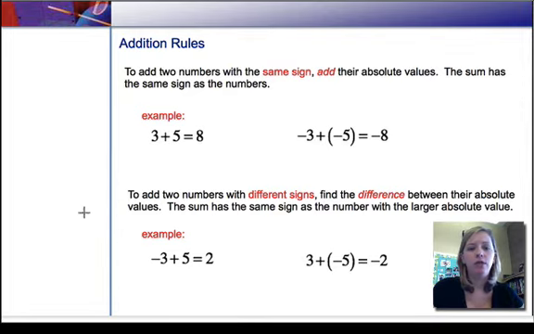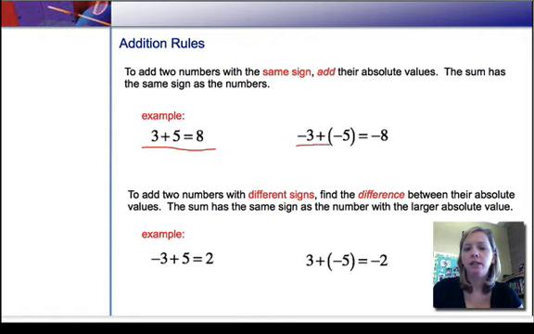Take, for example, 3 plus 5. 3 is positive, 5 is positive. I'm adding them together, so I just add their absolute values. 3 and 5 is 8, and of course 8 has the same sign as both 3 and 5. Now let's look at the second example.